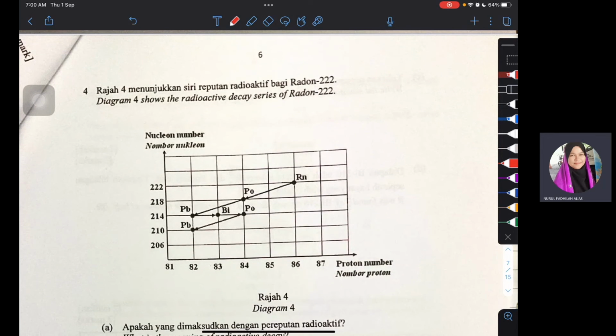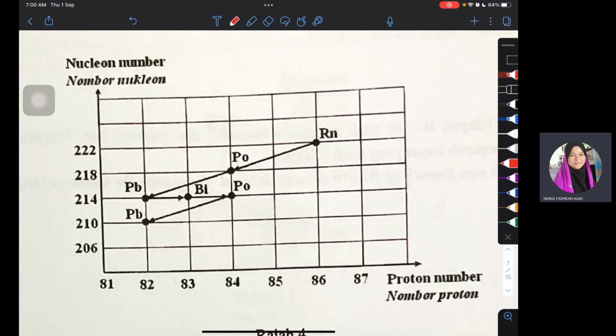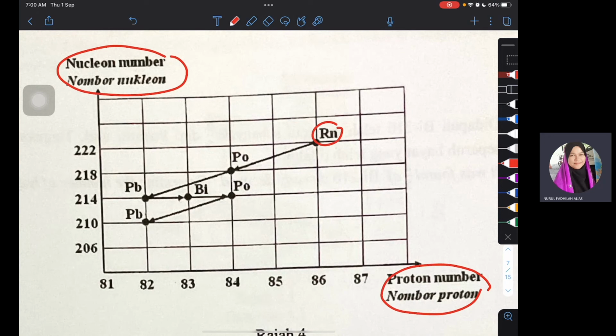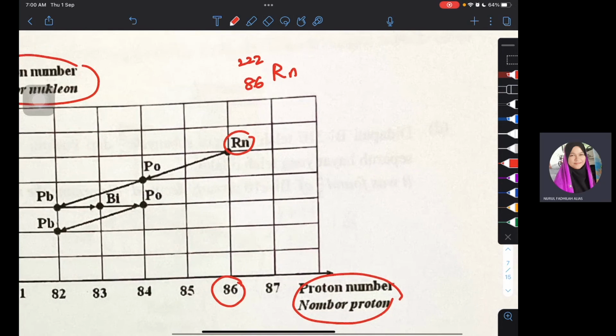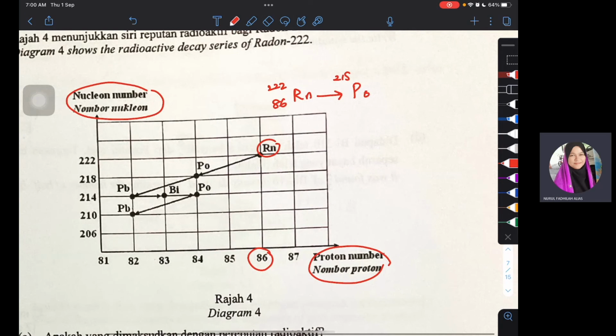Okay, next, number 4. Diagram 4 shows the radioactive decay series of a radon 222. Okay, do you know how to read this one? Ni number of nucleon. This one proton number. That means this is Rn. Rn ni, nucleon dia is 222. So that's how you write. Ini dia punya proton. Where do you write the proton number? Kat sini, bawah ni, 86. And then dia jadi polonium. Polonium berapa? 218 kepada 84.